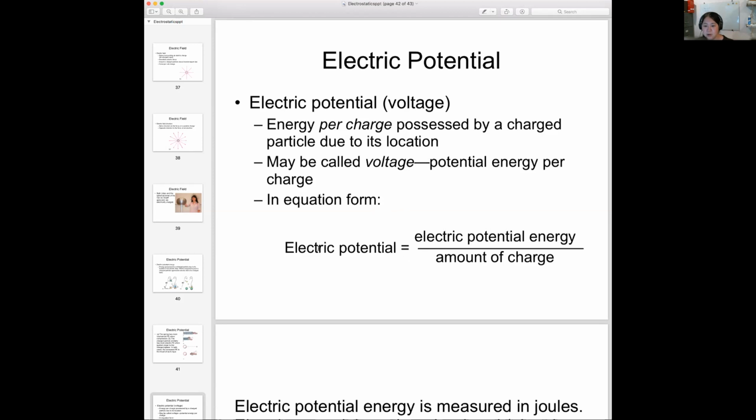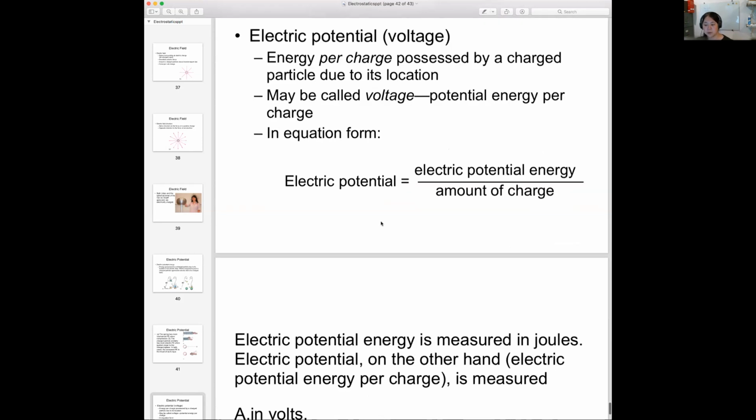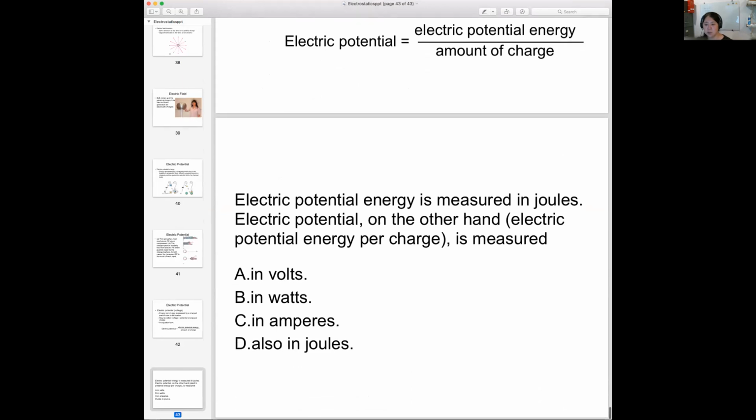All right. So in equation form, it says electric potential equals electric potential energy per some amount of charge, which could be the amount of charge that you need in your electronic device, or it could be just the charge you're looking at. That's the definition of a voltage, electric potential. So here, electric potential energy is measured in joules. Electric potential, on the other hand, is measured in A, volts, B, watts, C, amperes, D, also in joules. You should know how to do it. All right, so that's the voltage.